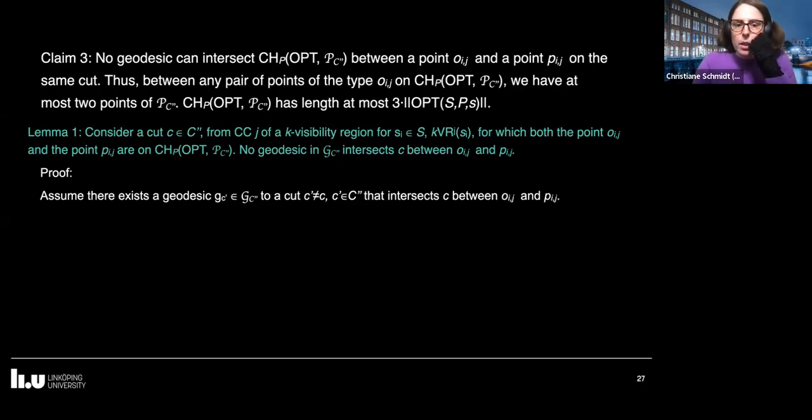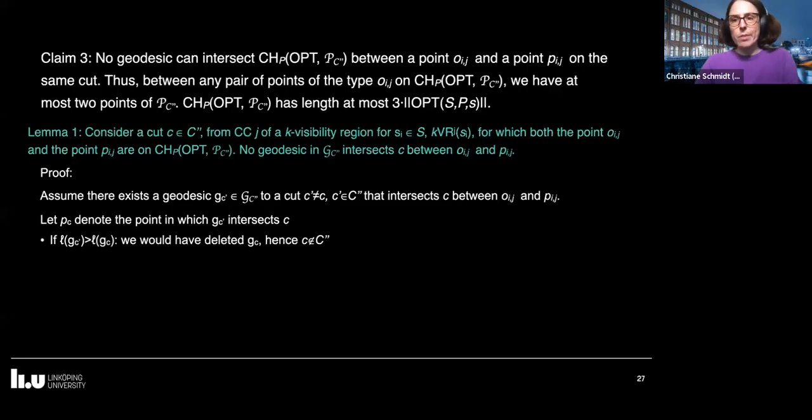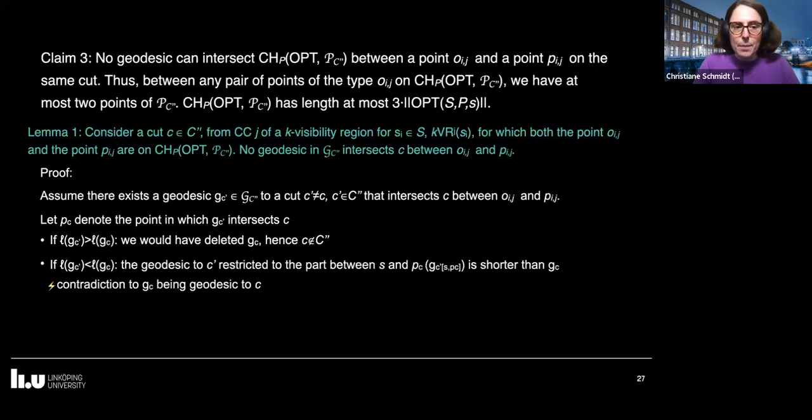Let's assume we have one. So it's a geodesic that has to go to another cut. So let's say it goes to cut C prime, and it has to cut between Oj and Pij. And okay, then it has to intersect C in some point. So let's say it does so in point PC. We have different cases. So either the length of the geodesic to C prime is longer than that of C. Well, in that case, we would have deleted the geodesic GC in our deletion procedure whenever we intersect other cuts. So then this wouldn't even be in our set, and well, that case can't happen.